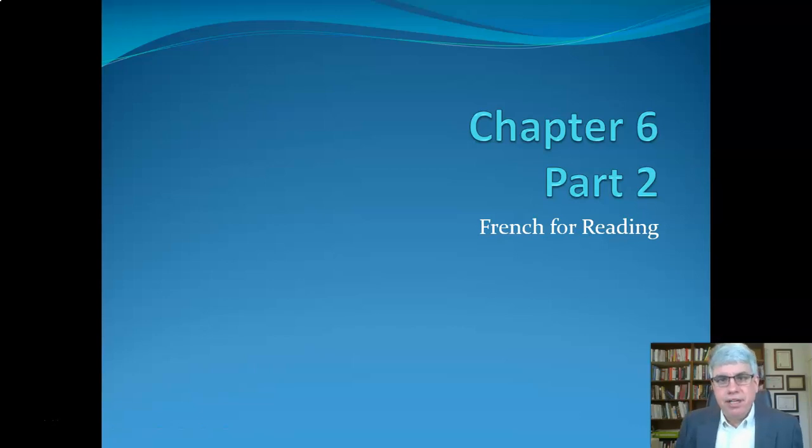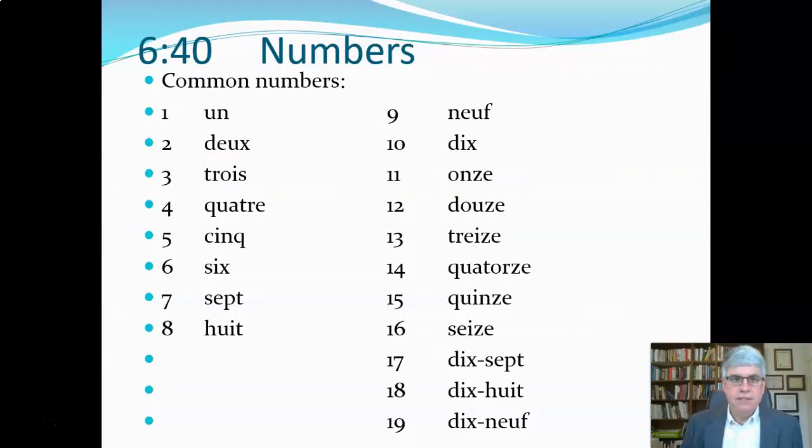Let's look at Chapter 6, Part 2. We're going to concentrate on numbers. Now, most likely you're not going to have a whole lot of numbers in the text you need to translate on the test, so you might not need to memorize a whole lot of them. Maybe 1 through 10 would be good to memorize. There's still a good chance that you'll pass no matter what.